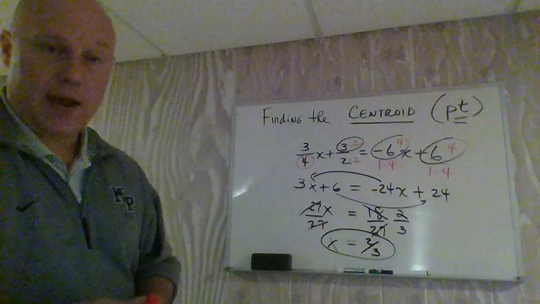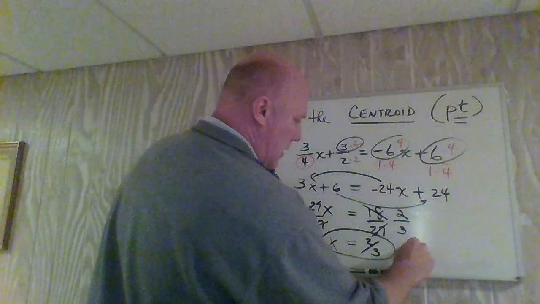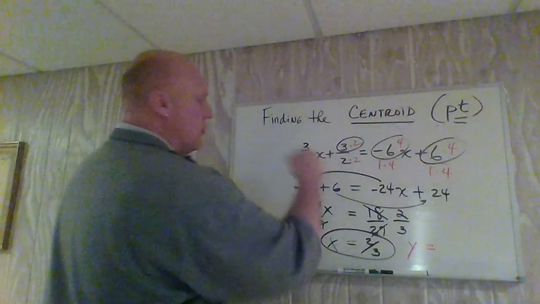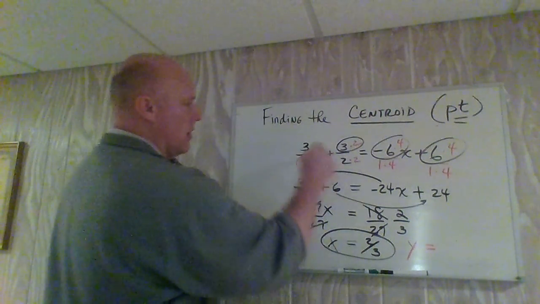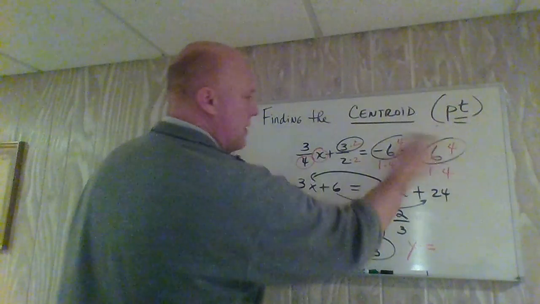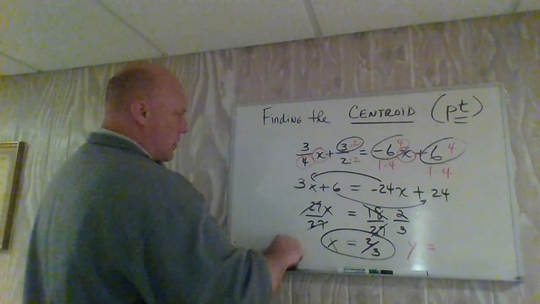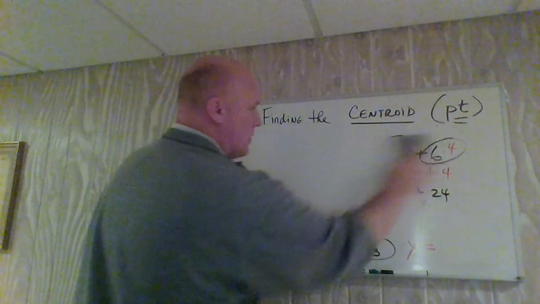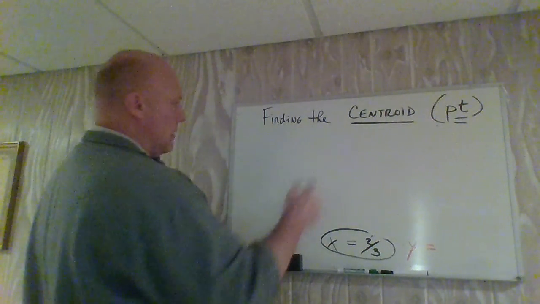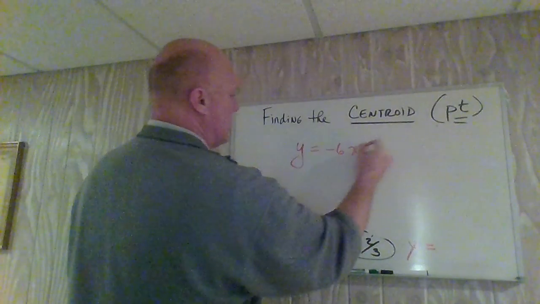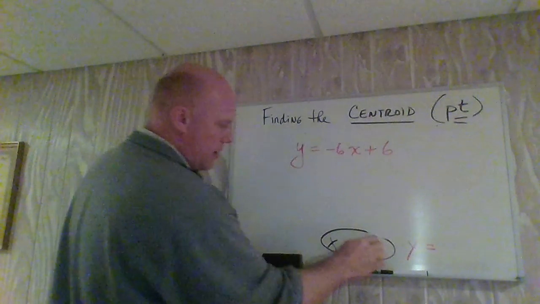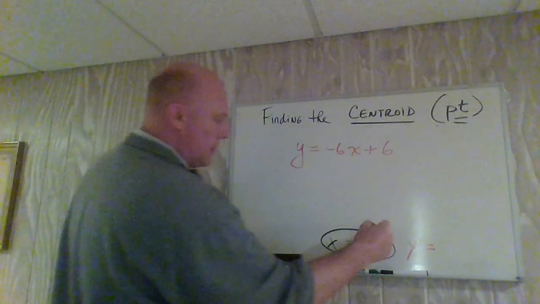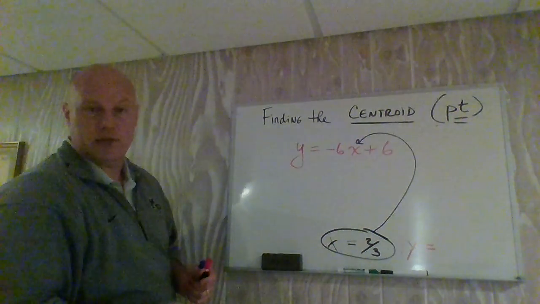Okay. Now to find our y-coordinate, because now we have to solve for y, we're going to take our x-coordinate and substitute it into either one of these 2 expressions for y. Now I'm going to use this expression, the y equals negative 6x plus 6 equation. And now that we know that x equals 2/3, I'm going to substitute 2/3 in for x.